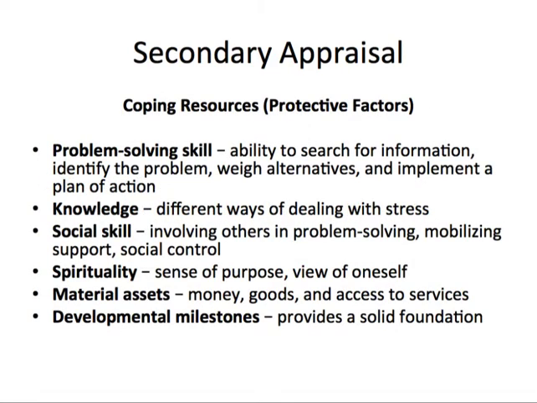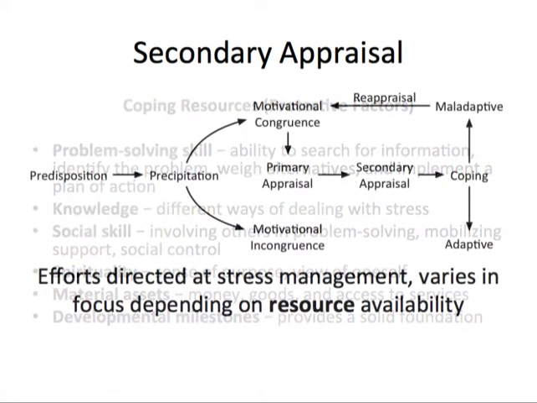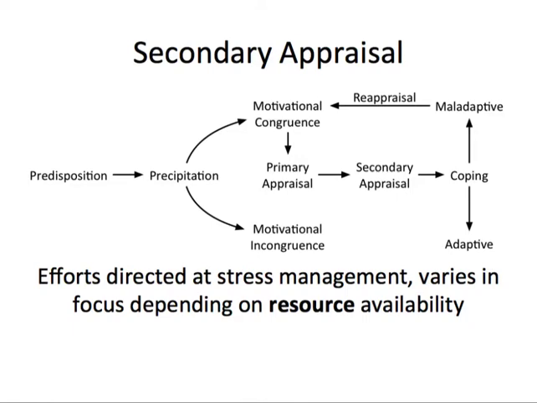There are several areas of secondary appraisal where resources are explored by the individual, including problem-solving skill, knowledge, social skill, spirituality, material assets, and developmental milestones. The second portion of secondary appraisal is the mobilization of these resources. The ability to mobilize resources is highly dependent on the availability of resources. In the following slides, I'll describe different foci for resource mobilization.